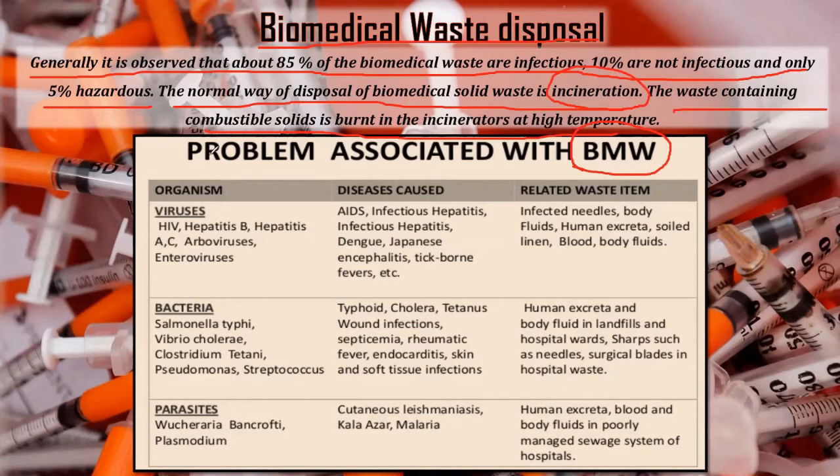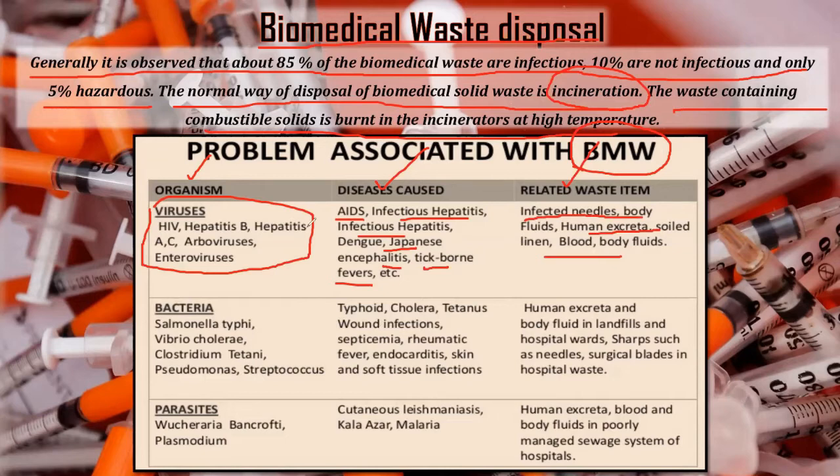You can see there are three columns. One is organism, another is disease caused, third one is related waste item. Okay. Now, if viruses are considered, like HIV, hepatitis A, hepatitis B, rotavirus, enterovirus, then the diseases corresponding to these are AIDS, infectious hepatitis, dengue, Japanese encephalitis, tick-borne fevers, etc., etc. And related waste item means whenever this disease is there, what type of waste item will come up? Infected needles will come up, body fluids will come up, human excreta, bloody fluids, etc., etc.